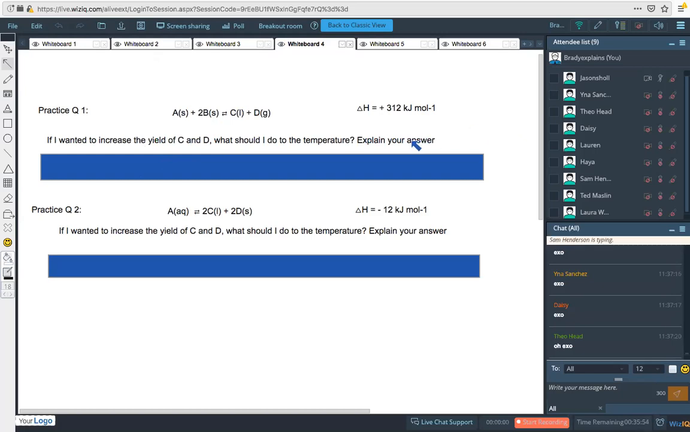So the explanation is literally just stating whether the forward reaction is exo or endo. That is your explanation. Remember, whatever you do, the position of equilibrium is going to try and stop you. It does not like you. It is your nemesis.